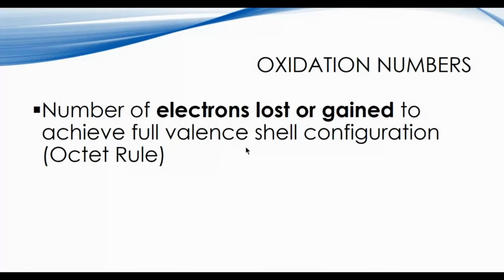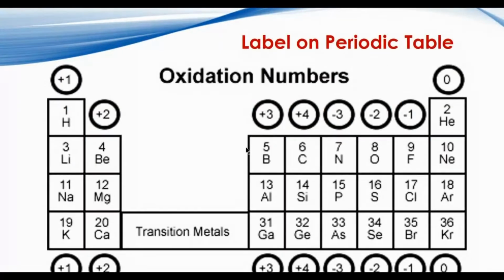Before we move on to that, we do need to again discuss oxidation numbers, which is just the number of electrons that are either lost or gained by an atom to achieve the octet rule, so the full valence shell configuration. Here on screen, you have a mini version of the periodic table with the oxidation numbers that are associated with the main groups. So please take a moment, take out your periodic table, and label it with the numbers in the circles that are shown here on screen.